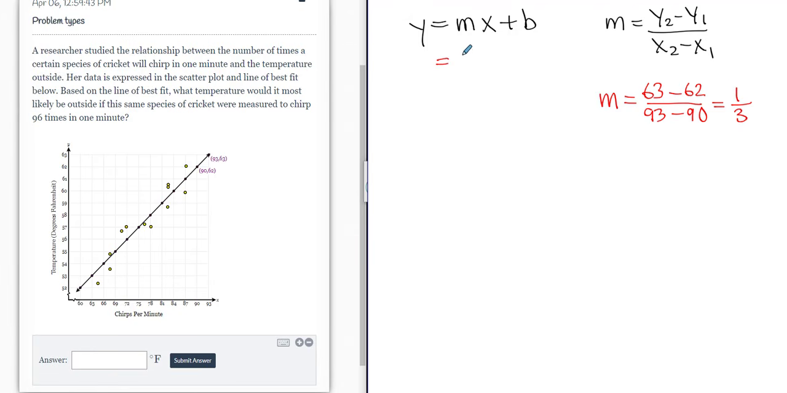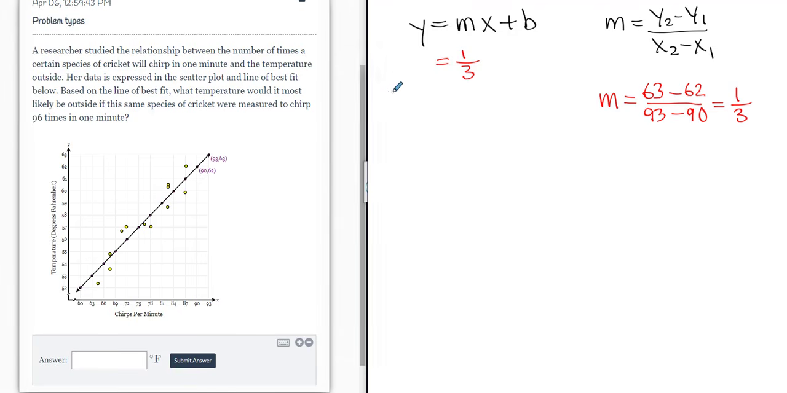Now the problem here though is we don't know what our b value is. It'd be nice if this line of best fit extended and showed us exactly where it's at. But because we don't know exactly where it's at, we're going to have to take one of these 2 points and substitute a y value and x value and then solve for b. Let's see, let's use 90 and 62.